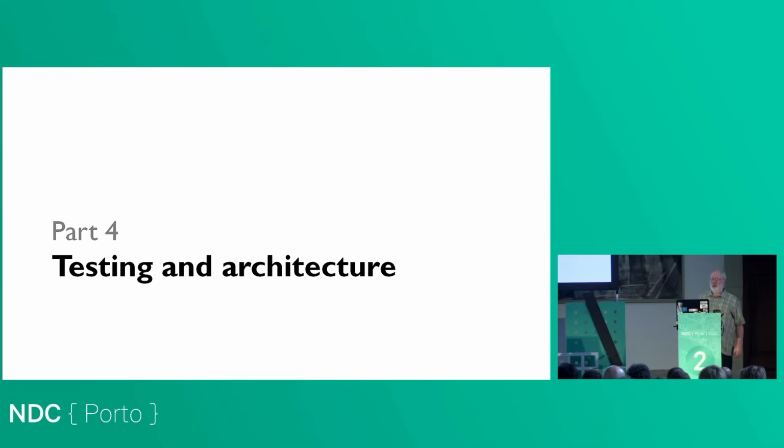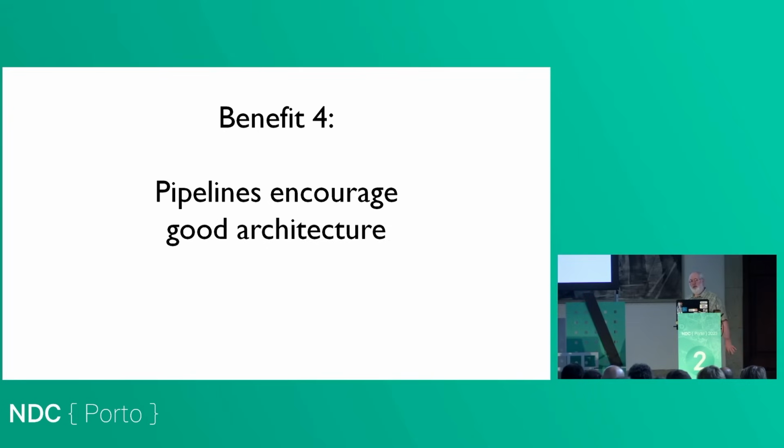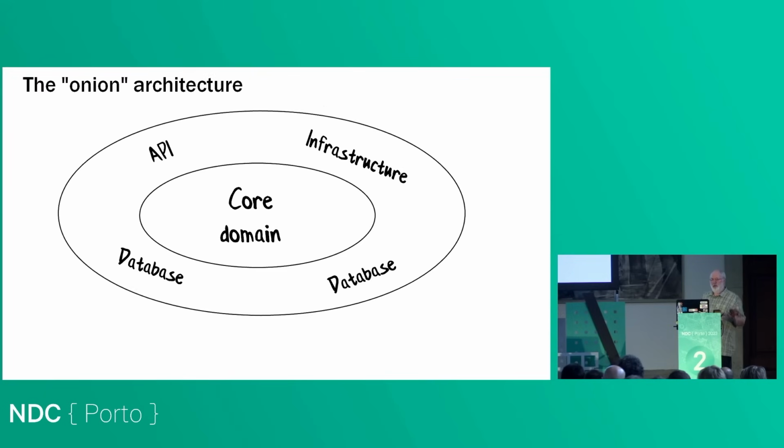Right, so let's finish up with talking about testing and architecture. I said at the beginning, I think that pipelines encourage good architecture. So what do I mean by that? Well, if you think about the modern architectures, onion and clean and hexagonal and ports and adapters and all those things, the difference between them and the old-style database-centric ones, like classic N-tier.